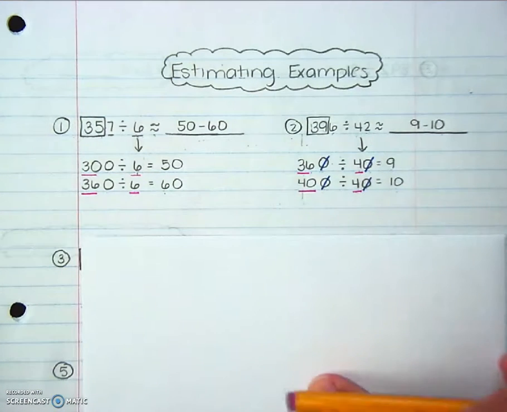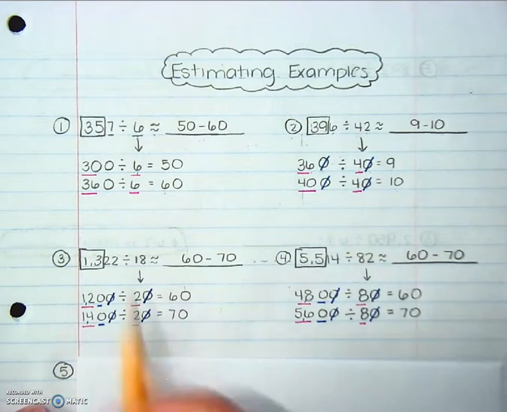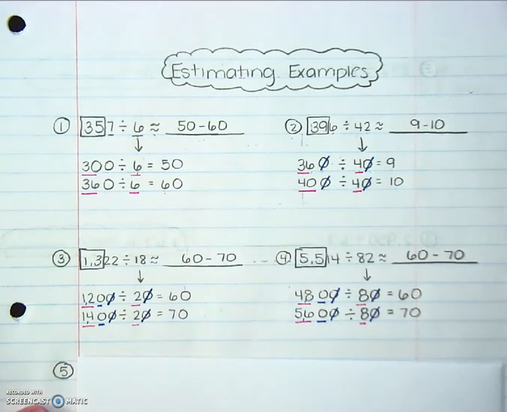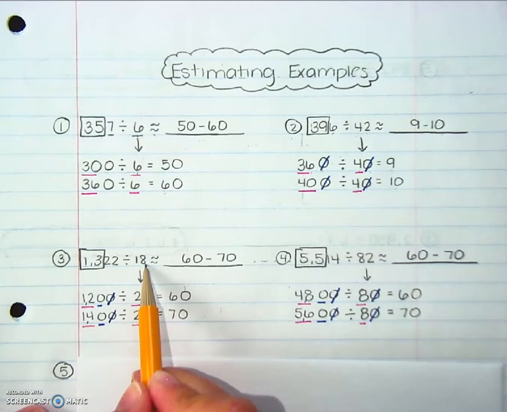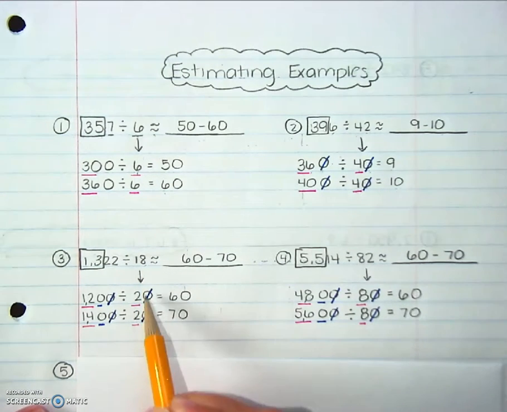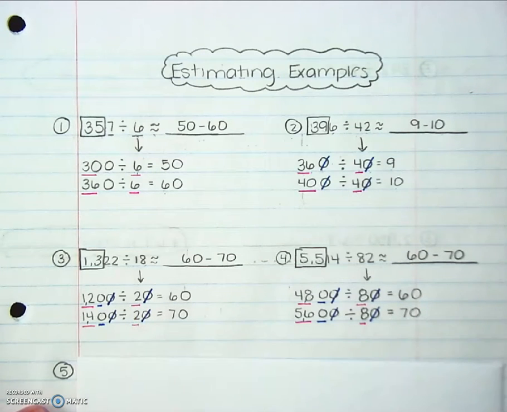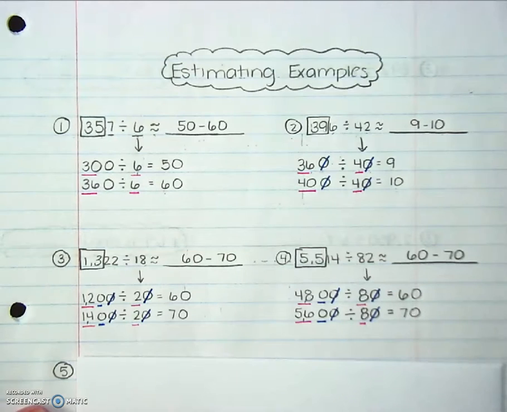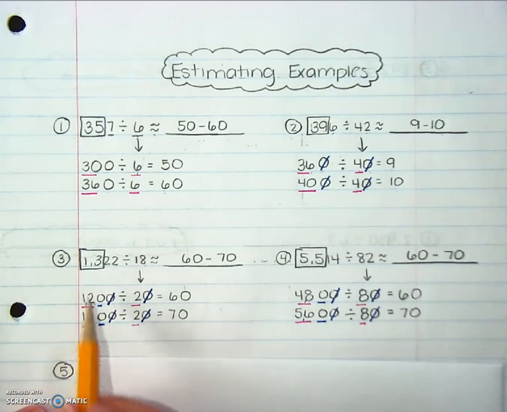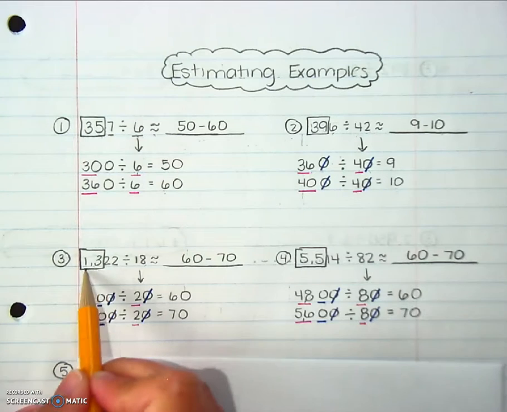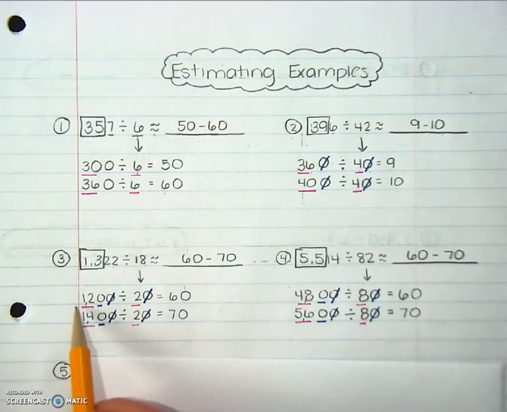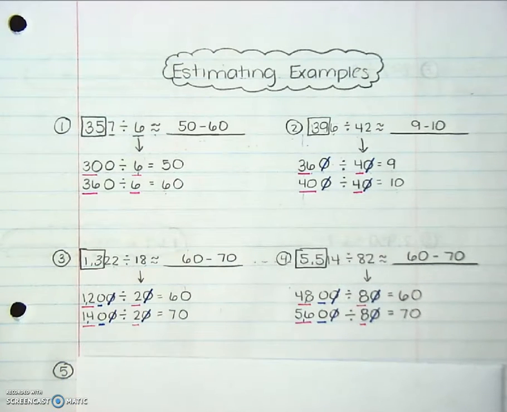Let's take a look at a couple more before we do one together. This time I had a 4-digit dividend, so 1,322 divided by 18. I found my range was between 60 and 70 because I looked at the 18 first. 18 is pretty close to 20, so I knew I could use the friendly digit 2 to help me. When I drew a box around the 13, I found a multiple lower, which was 12, and a multiple higher, which was 14. Then, because I had a 4-digit dividend, I needed to add on 2 placeholder zeros to make each of my estimates have 4-digit dividends.